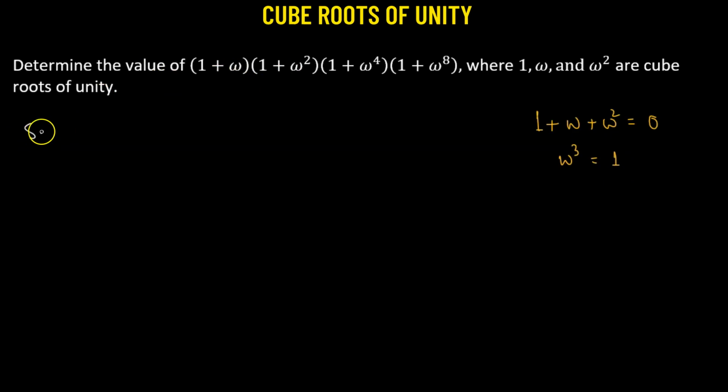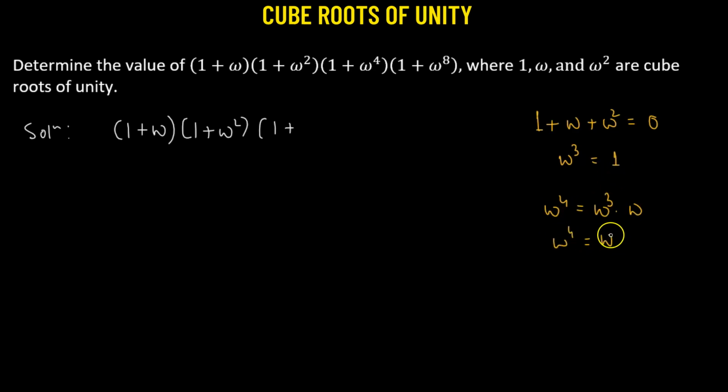So let's begin. Now here in this particular expression, we have 1 plus omega, multiplied by 1 plus omega squared, and multiplied by 1 plus omega raised to the power of 4. Now omega raised to the power of 4 can also be expressed as omega cubed times omega. Now omega cubed is equal to 1. So omega raised to the power of 4 is equal to omega. So let's replace this omega raised to the power of 4 with omega.